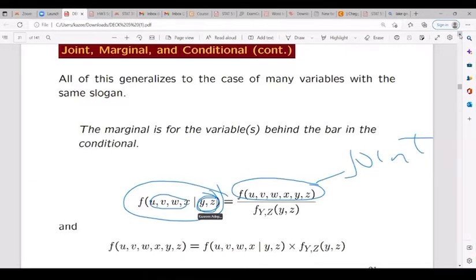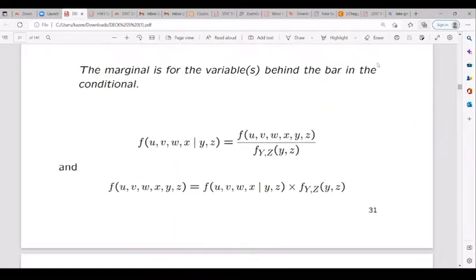You can see this 4 of this is depending on y and z. So here, that's why you have f of y, z. Take note of that. Okay? That's why you have f of y, z. Don't forget, the numerator is always going to be joint. The denominator is going to be the function of the variables that is conditioning on. That is a rule.